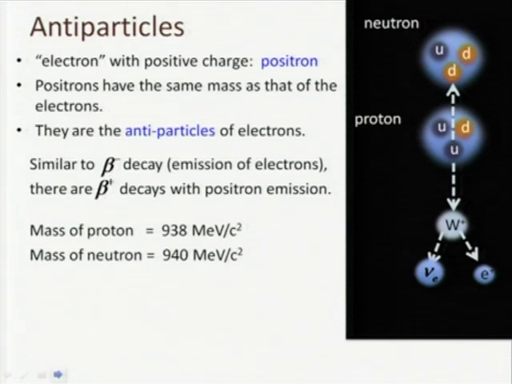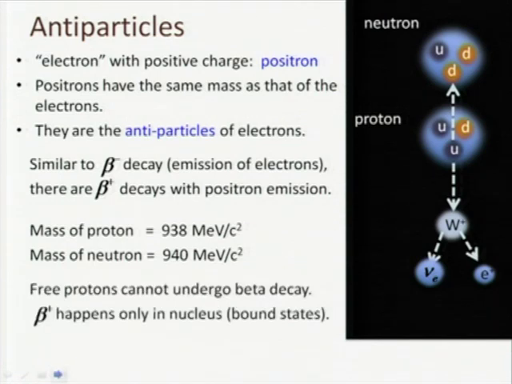Although we said this, if you look at the energetics, the mass of the proton is only 938 MeV per c square and the mass of the neutron is approximately 940 MeV per c square. Free protons therefore cannot undergo beta plus decay, because the initial energy available, if you go to the rest frame of the proton, is only 938, which is less than the minimum energy required for the neutron to be produced. So, this proton decay happens only within the nucleus. Beta plus decay is observed in nature.